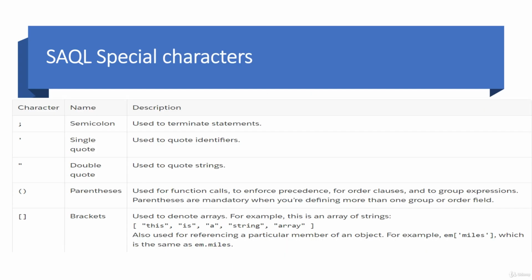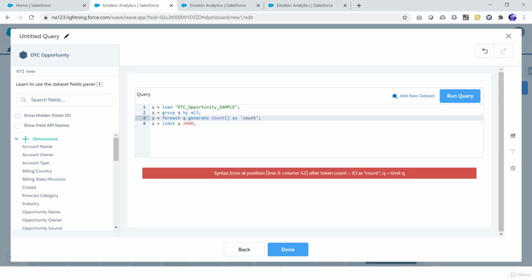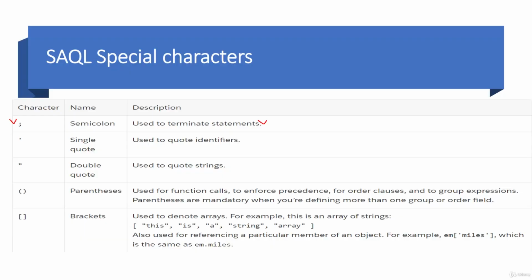In the same way, we have different kinds of special characters, like the semicolon, which we use to terminate each statement. If you see here, I am terminating each statement with a semicolon. You cannot use a semicolon anywhere in between; semicolon means your statement ends there. In the same way, you can use a single quote to mark something as an identifier, and a double quote. These are my special characters to use as a quote string. You can use parentheses for any function call.